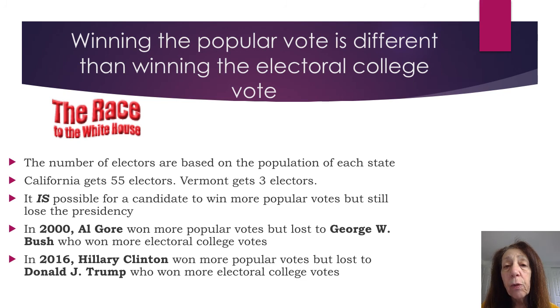So a state like California, a big state, a lot of people, that state has 55 electors. A state like Vermont, small, not so populated, it's cold up there, they only have 3 delegates. Now your candidate needs to go around the country and try to win as many delegates as he can. That's the goal if he wants to be your president.